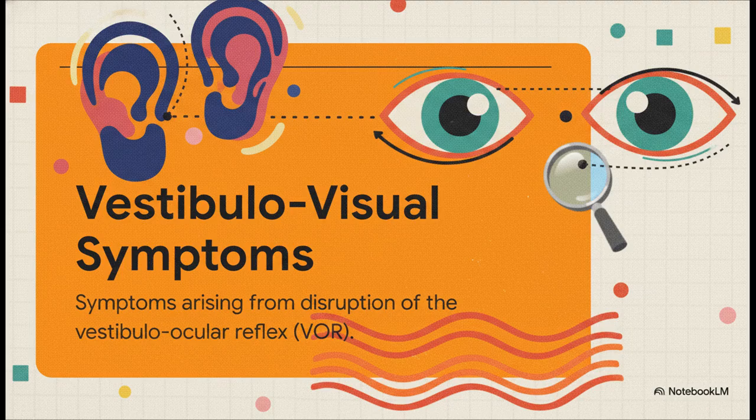All right, our third category gets into this really elegant dance between our inner ear and our eyes. We're talking about vestibulo-visual symptoms. These pop up when that vestibulo-ocular reflex, the VOR, gets disrupted. And what happens? The world starts to blur, bounce, or even tilt.